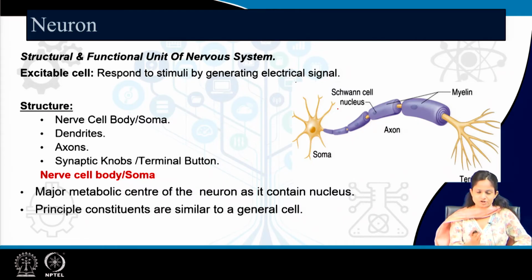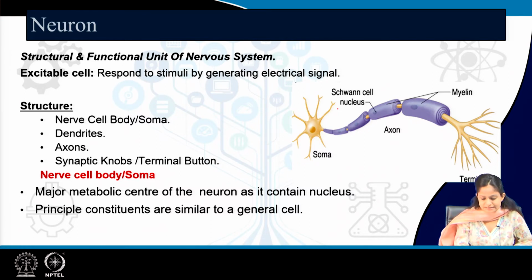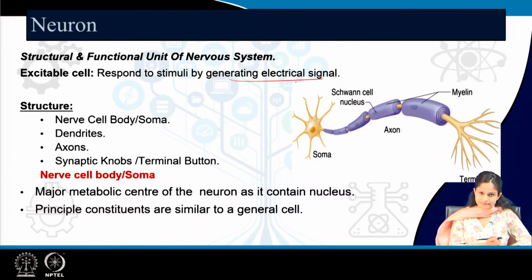Now, coming to the structural and functional unit of the nervous system, that is the neuron. You must have read in biology that the neuron is an excitable cell. Excitability is the property of responding to a stimulus. So, it is capable of generating an electrical signal.